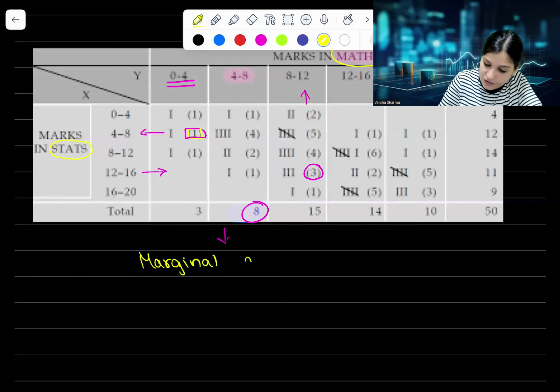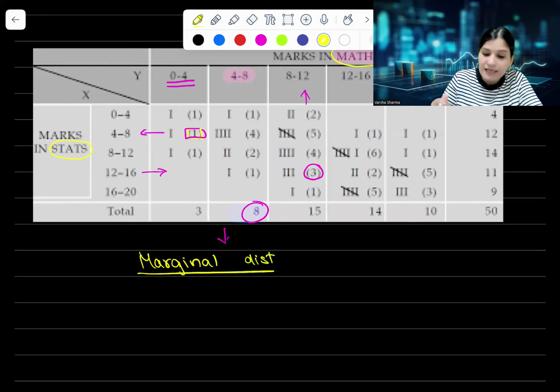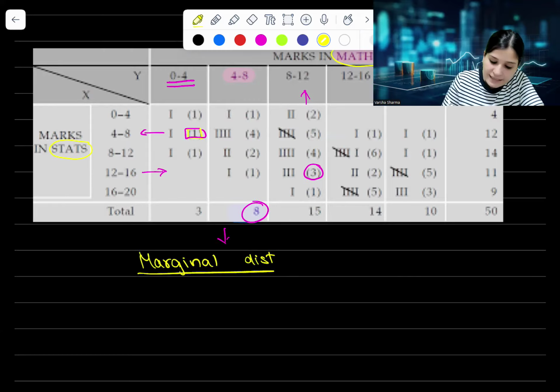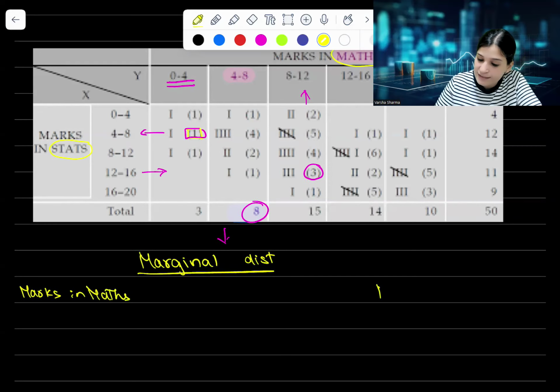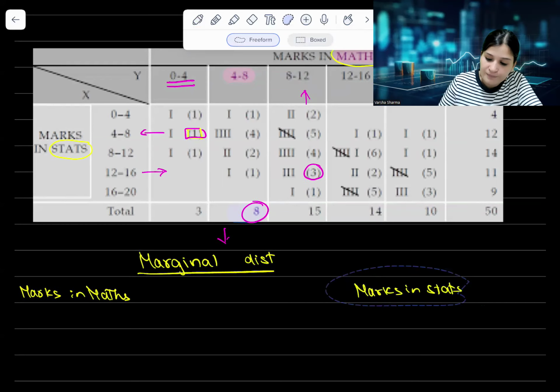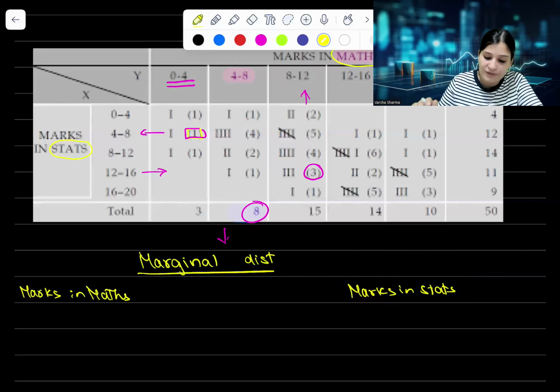marginal distribution. What do I mean by that? What are the two variables we are talking about here? What are the two characteristics? Marks in maths and statistics. So what I can do is separate them: marks in maths as one table and marks in stats in another table. That means from two variables, I'm making it one variable data. I'm dividing it into one variable.